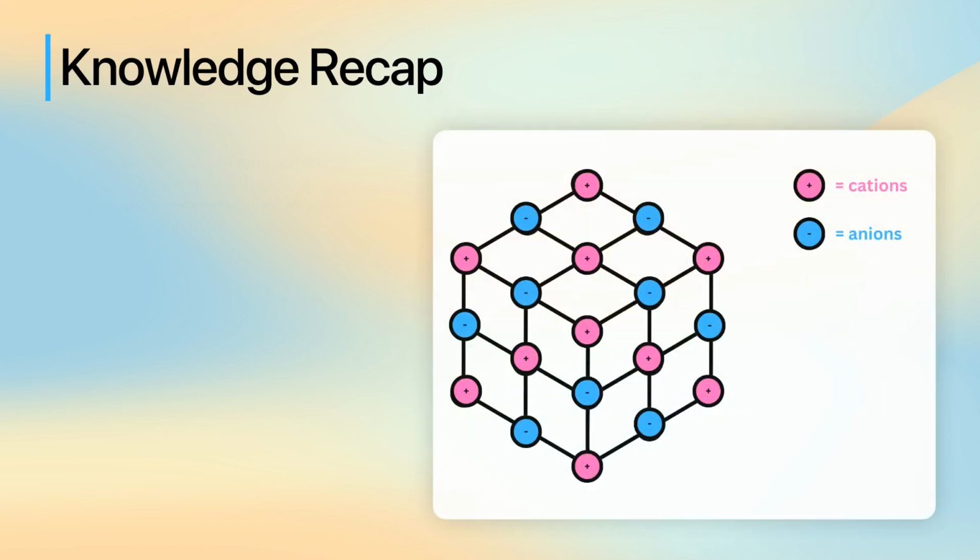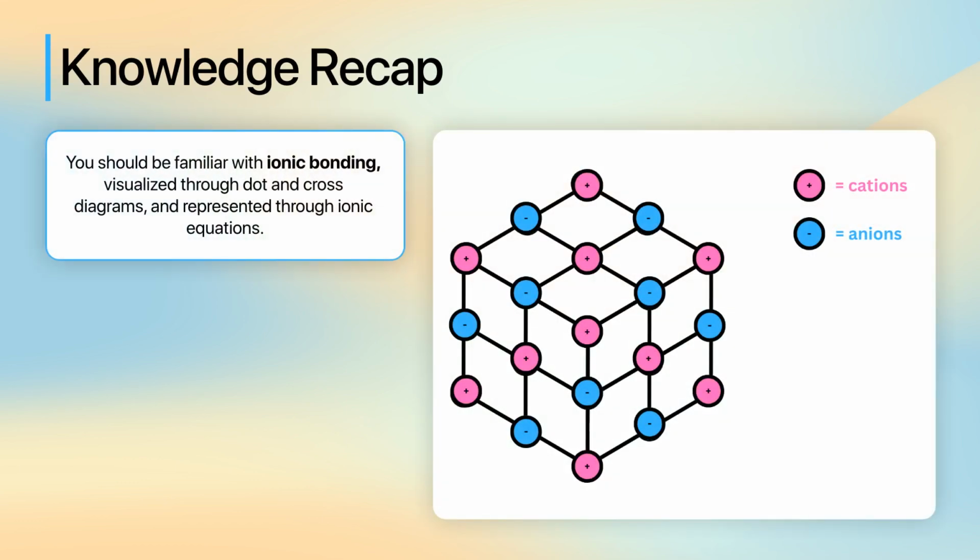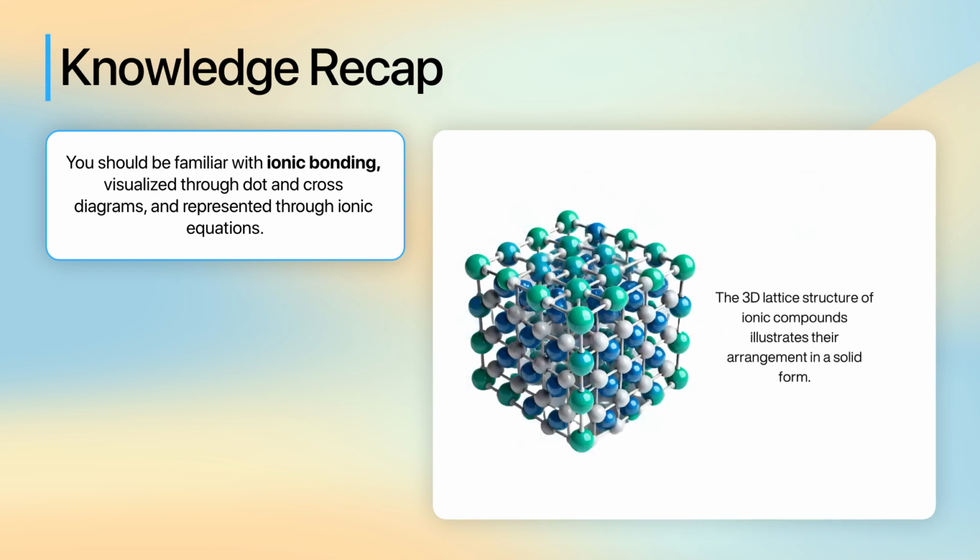We've already discussed ionic bonding, visualized through dot and cross diagrams, and represented through ionic equations. You also understand the 3D lattice structure of ionic compounds, which illustrates their arrangement in a solid form. Building on this foundation, today's lesson will advance our chemical understanding by delving into the specific properties that result from ionic bonding and lattice structure. This will deepen our insight into why ionic compounds behave the way they do, and how these properties are related to their underlying structures. Let's get started.